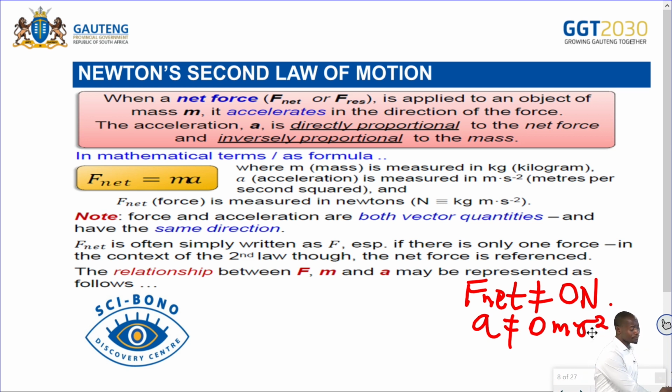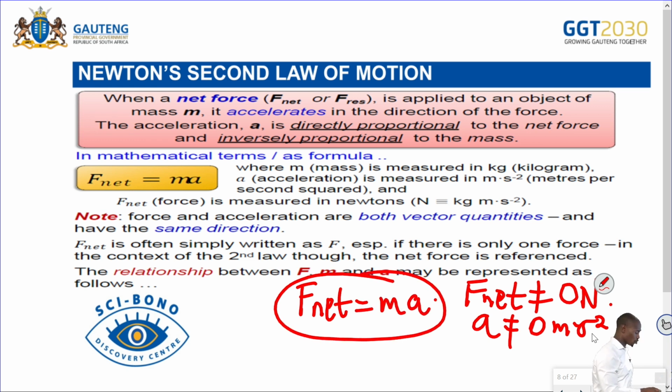All right. So then if F net is unequal to 0, then your F net will be equal to ma, right? So that is your Newton's second law, right? So it states that when a net force is applied on an object, it accelerates in the direction of the force with an acceleration that is directly proportional to the force and inversely proportional to the mass of the object, right?